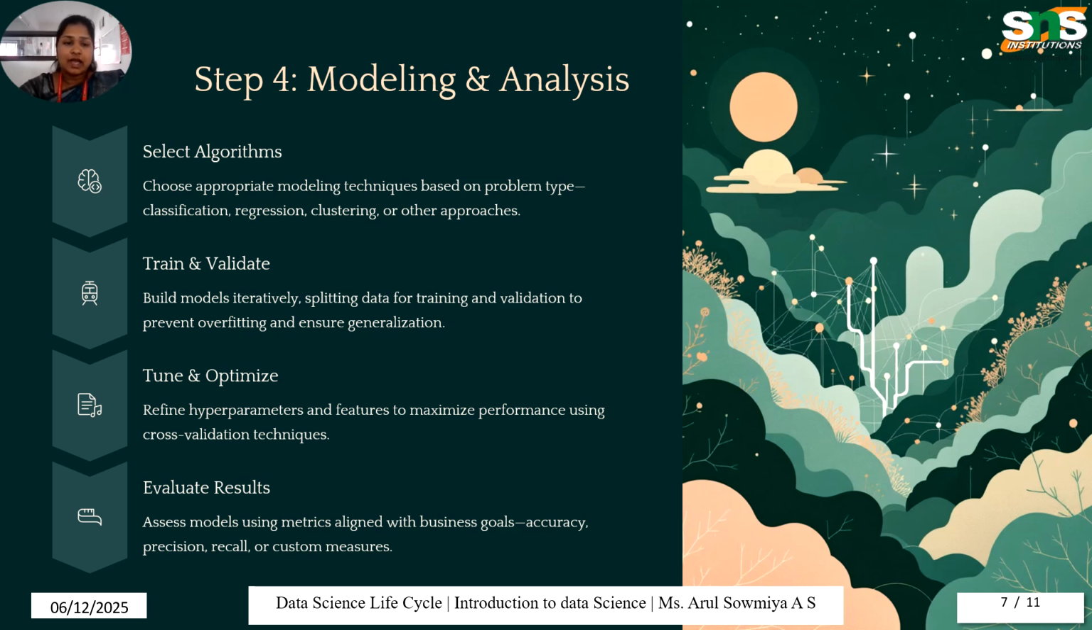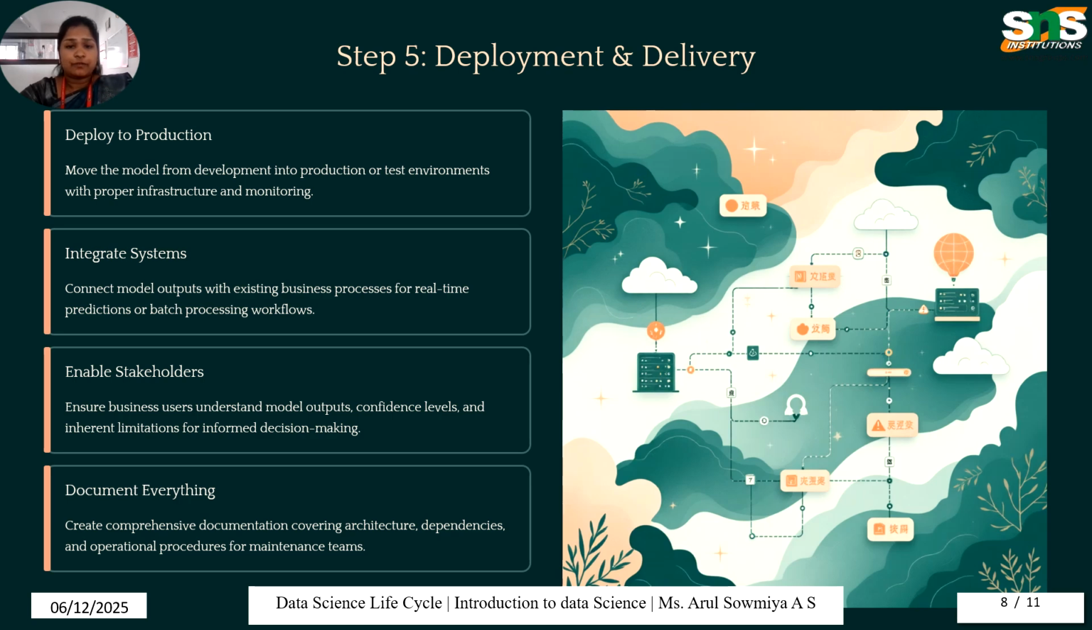In this modeling and analysis step we have 4 tasks. We have to select the algorithm, train and validate the model, tune and optimize it, and finally evaluate the results. And then we come to step 5, where the deployment and delivery process is done. So how do we deploy to production? The first one is to deploy to production, the second one is to integrate systems, the third one is to enable the stakeholders, and the last one is documentation, where we create comprehensive documentation covering the architecture, dependencies, and operational procedures for maintenance teams.